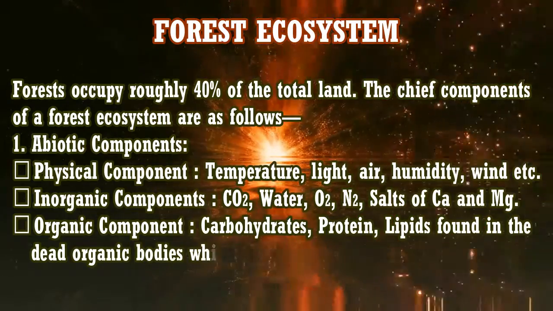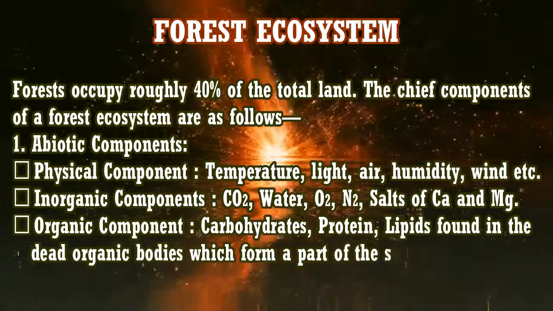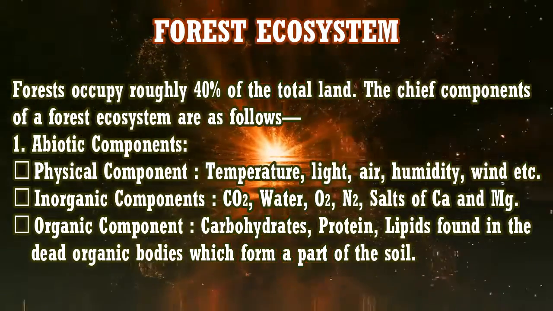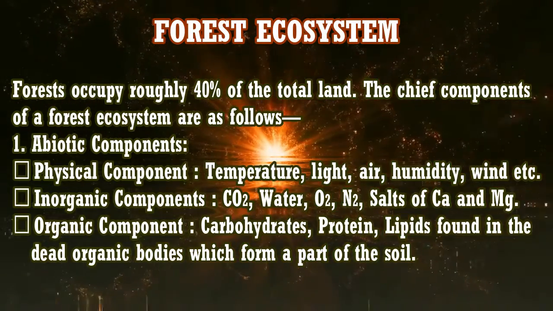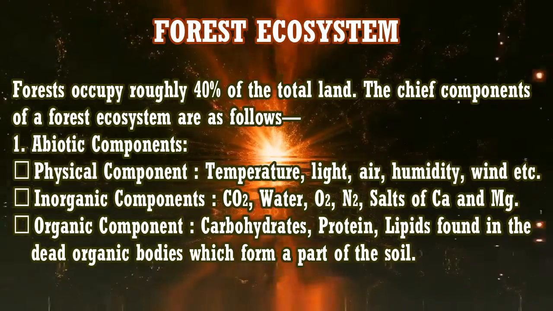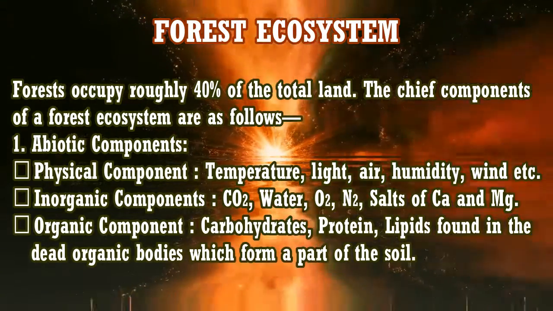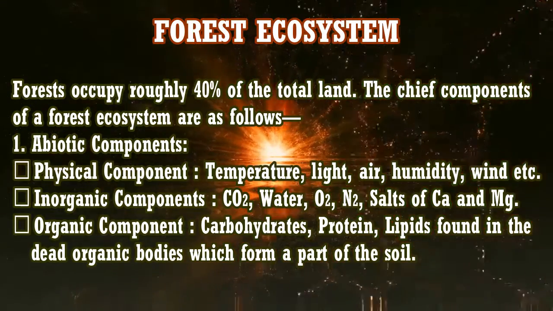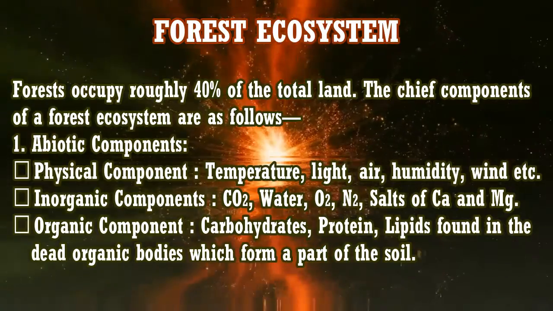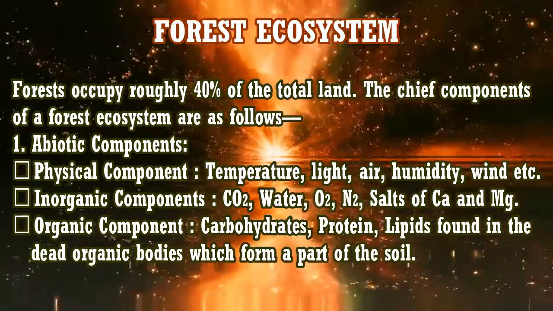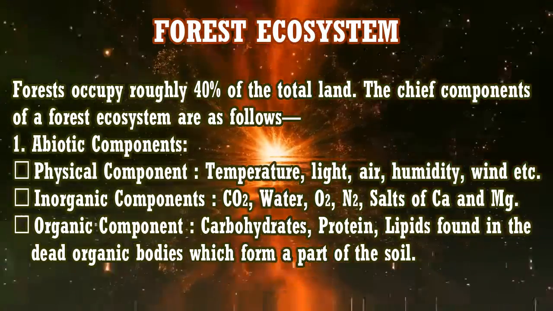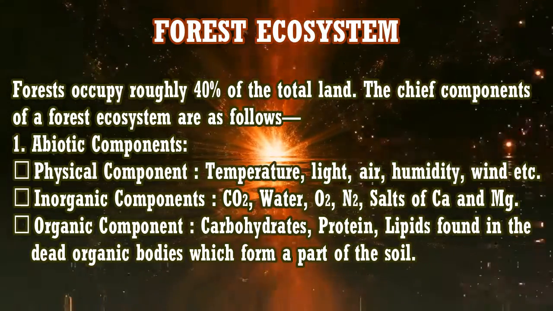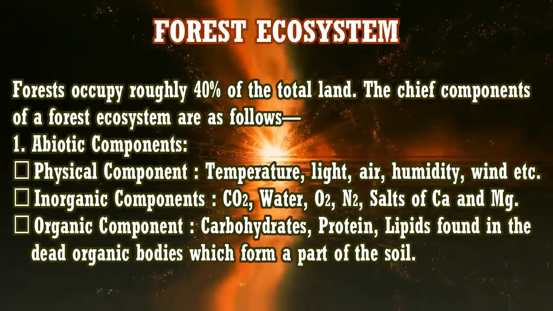Now we need to see what type of abiotic substances or abiotic components are present inside a forest. Okay, now what are these abiotic components? As we already know, abiotic components are the components which do not have life, which are basically non-living things. This we already know. Now this abiotic component is further subdivided into 3 categories, that also we know. One is physical, another is inorganic, and the third one is organic, right?